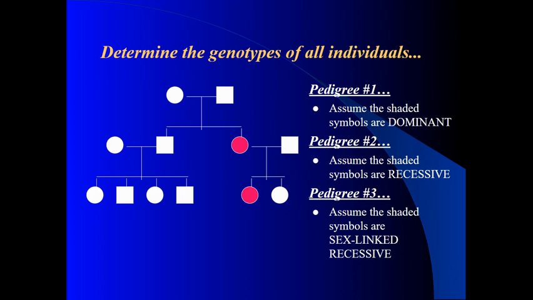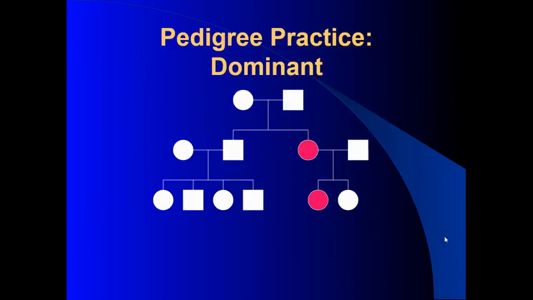For the second pedigree, we're going to assume the shaded symbols are recessive and determine the genotypes accordingly. And then for the third one, we'll assume the shaded symbols are sex-linked recessive and determine the genotypes that way. So for the first one, if the shaded ones are dominant, that means all the unshaded ones are recessive. And so the unshaded ones we know right away are going to be homozygous recessive, little d, little d.